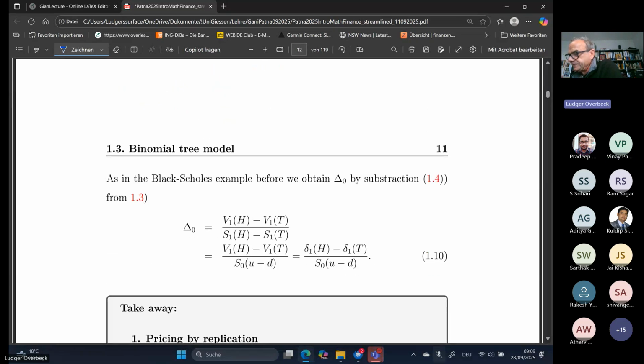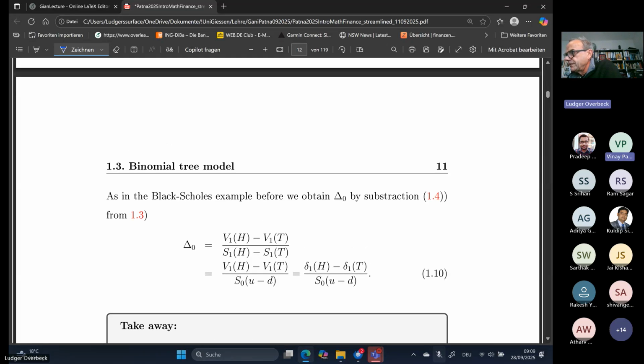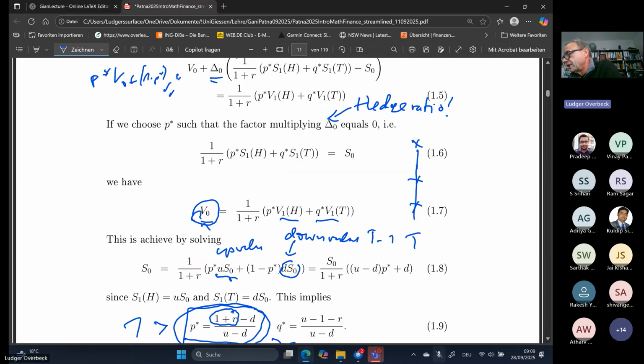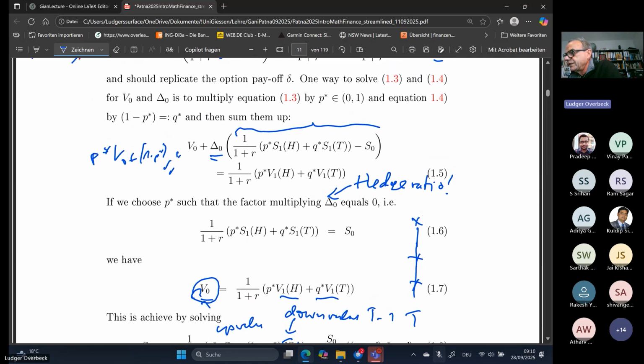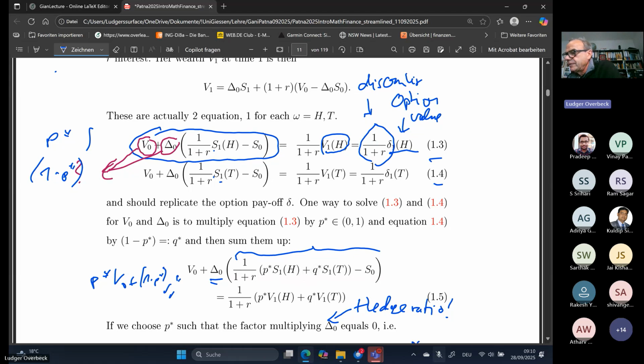So here you see it. That's your hedge ratio. Then you solve for delta 0. You get also from 1.3 and 1.4, these two equations, also delta 0. You subtract them, V0 is cancelled. Here's the 1 over 1 plus R, D1H minus D1T. You solve for delta 0.